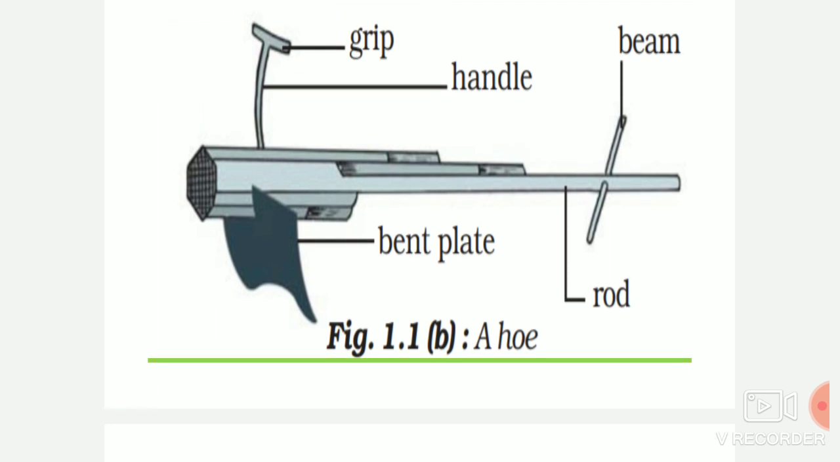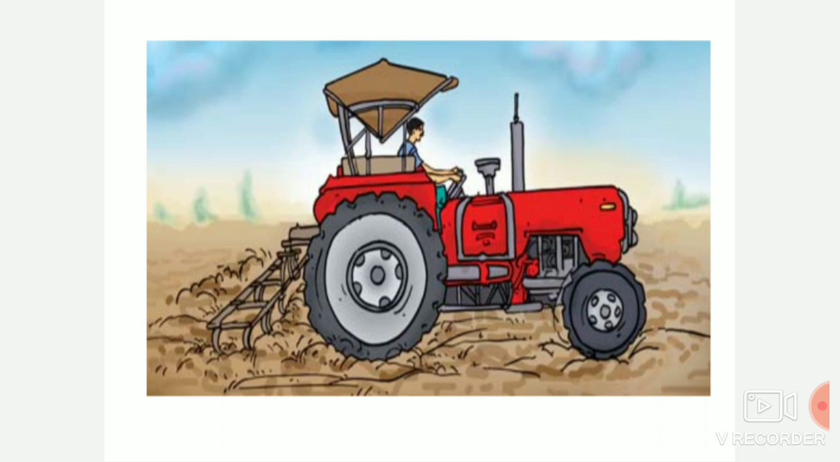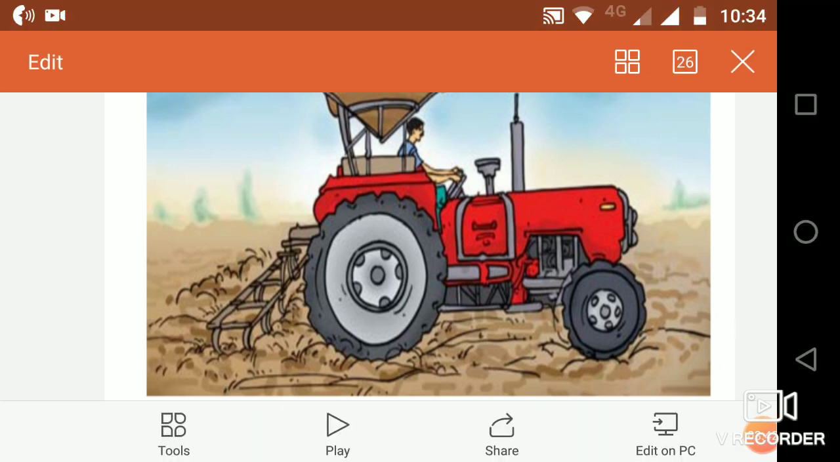Now the hoe is also used for plowing the field, and cultivators, meaning the tractors, are also used for cultivating the field. So the rest of the things we will discuss in the next class.